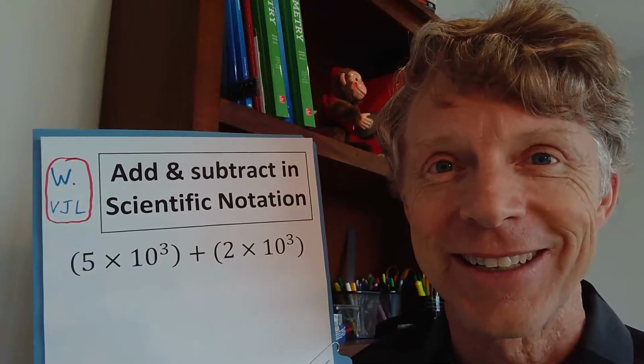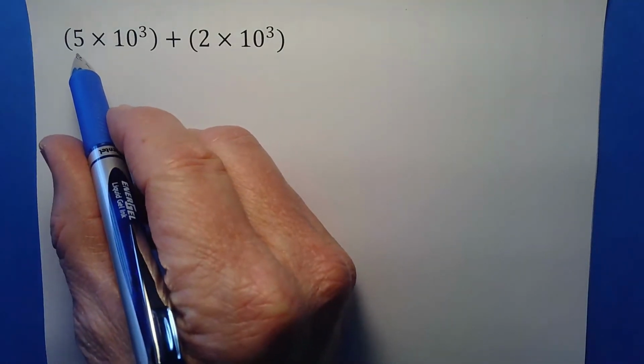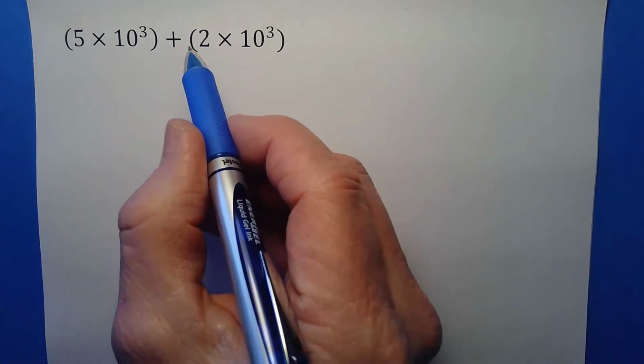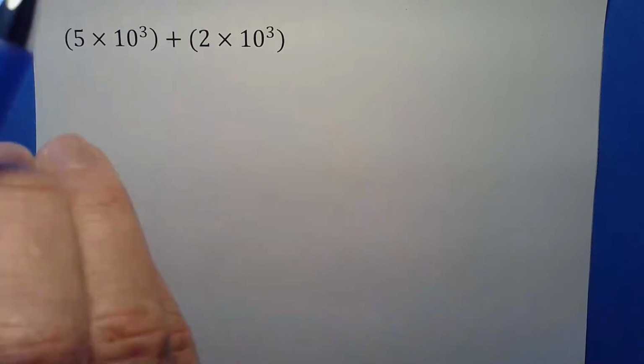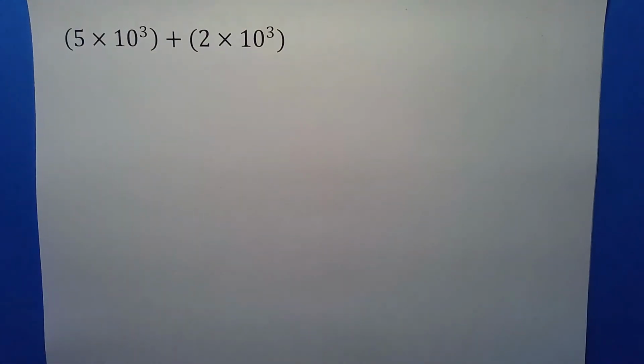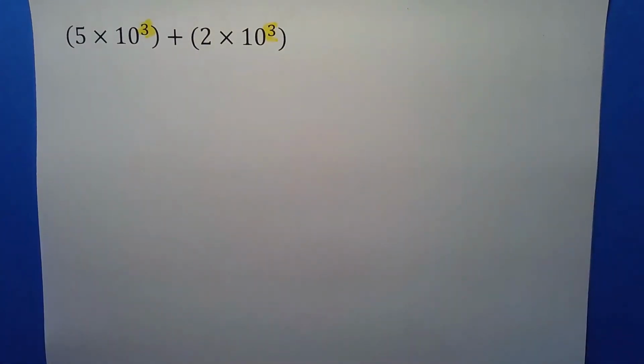Let's get started. For our first problem, then, we'll be looking at this one, 5 times 10 to the third plus 2 times 10 to the third. This particular problem is going to be convenient because it turns out both of these exponents are the same. We're going to talk later about what we do if they're not. But in this case, they're the same.